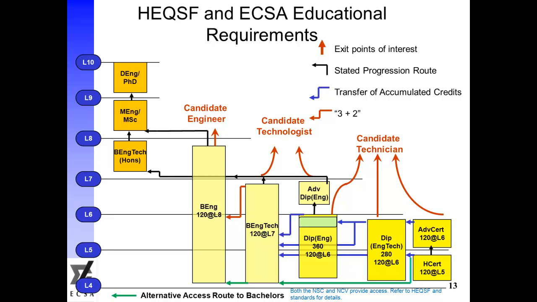Note that the Advanced Diploma provides access to the BEngTech Honours, and that both the BEng and BEngTech Honours qualifications provide access to the MEng or the MSc. The blue lines indicate possible transfer of accumulated credits. The blue lines only indicate that credits can be transferred, not how many or at which level the higher qualification may be entered. Please consult the HEQSF and the published standards for detailed rules and information.